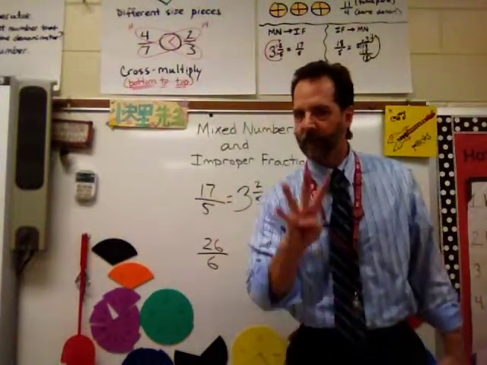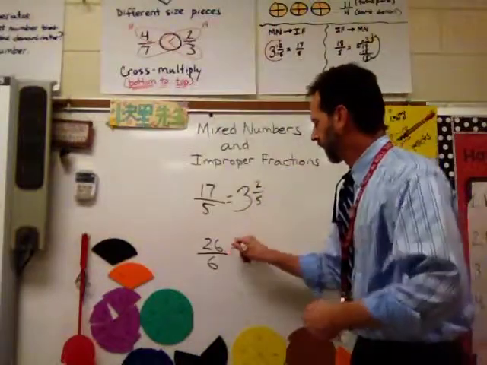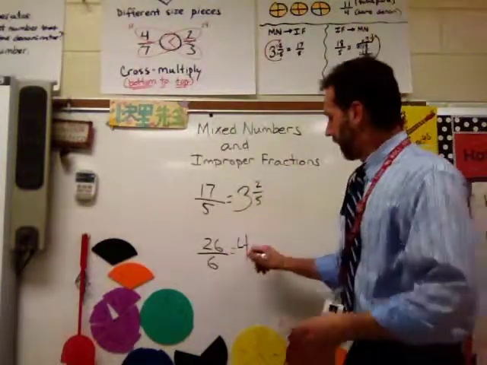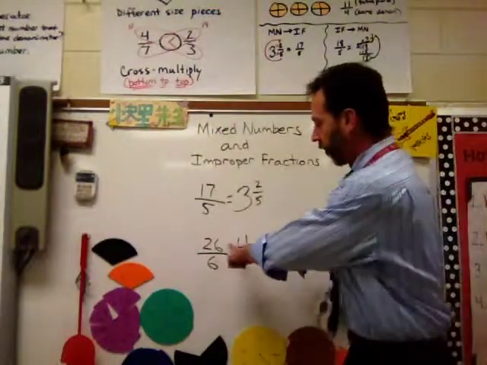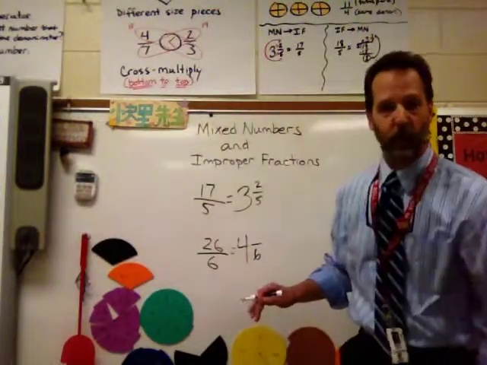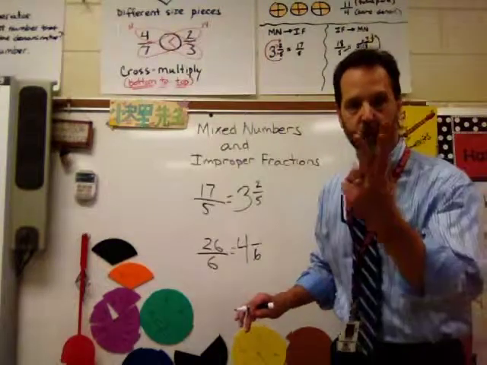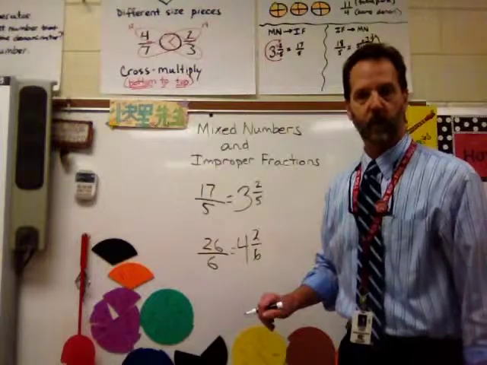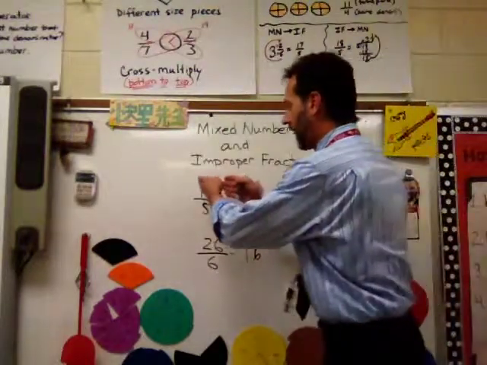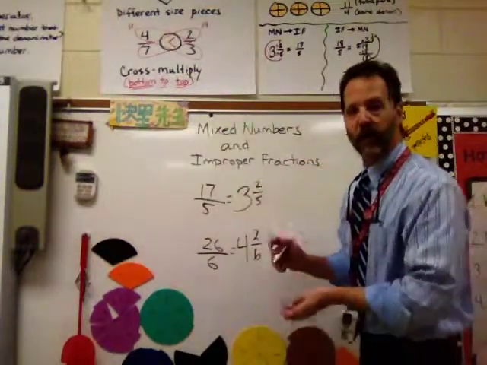How many whole things did we have? 4. Now, 4 times 6 was 24. If I have 26 and I take away 24, how many does that leave me with? 2. I would get 4 and 2 sixths. Okay? That's how we change from an improper fraction to a mixed number.